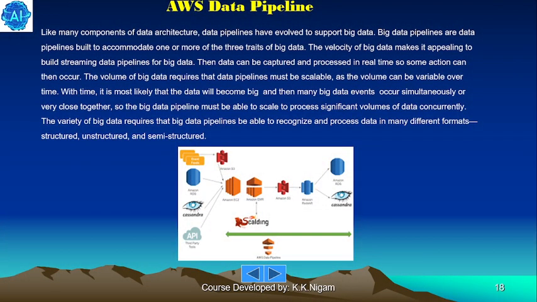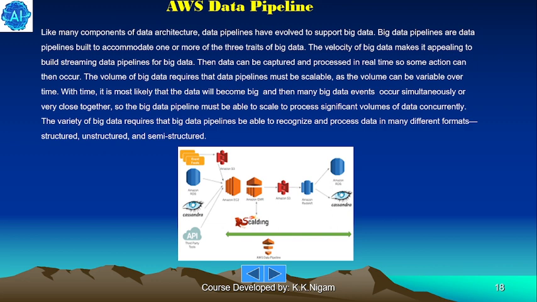Like many components of data architecture, data pipelines have evolved to support big data. Big data pipelines are data pipelines built to accommodate one or more of the three traits of big data. The velocity of big data makes it appealing to build streaming data pipelines for big data. Then data can be captured and processed in real time, so some action can occur.